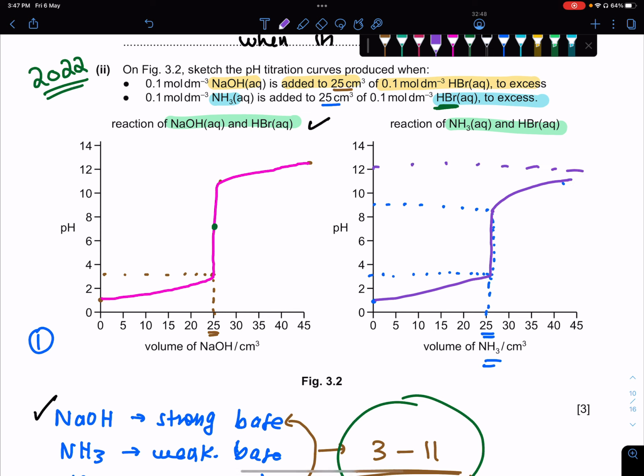Because why? The first graph has gone till 14, almost 13. This one should not go beyond that because ammonia is a weak base. It should only go to about 10, 11, not more than that. So do remember, for the weak base and strong acid, the vertical section of the graph occurs between pH 3 and pH 9. The other was pH 3 to pH 11. The vertical section has reduced because we're using a weak base.